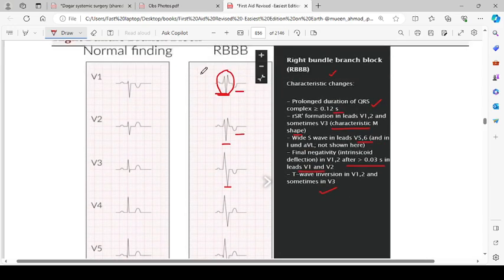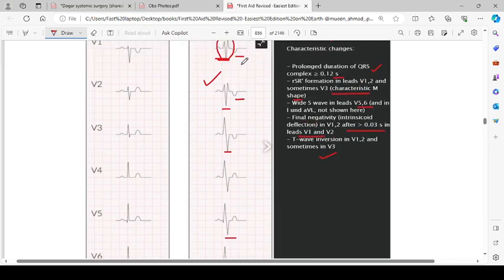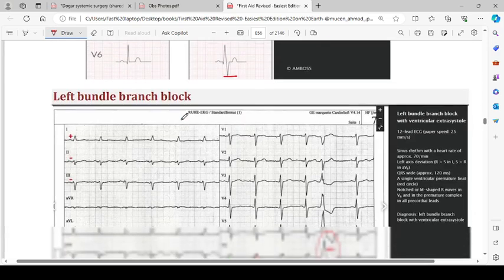The points that I remembered are the M-shape pattern in V1 and V2, prolonged wide S wave in V5 and V6, and inverted T waves in V1, V2 and V3, and also the QRS interval will be prolonged. So this is what we see in the right bundle branch block.